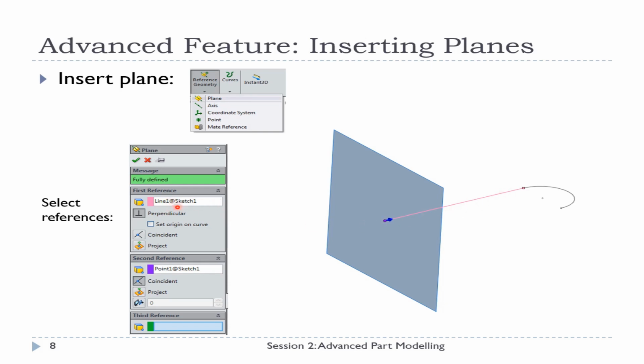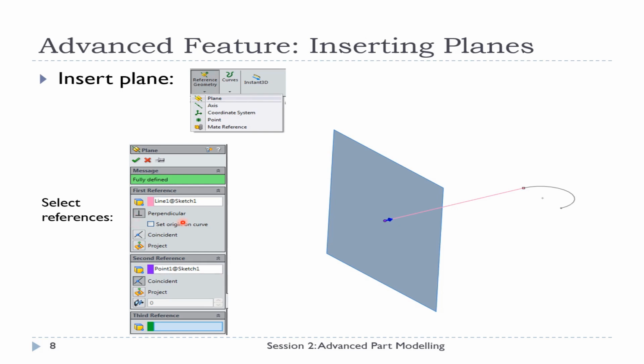So what we need to do, select the first reference box, then select the line. So you would see that line is already pre-selected in this example here. And then we can define different relations based on this reference selection. So we want our plane to be perpendicular to this line. So typically SolidWorks will automatically pick up the best relation from the list.